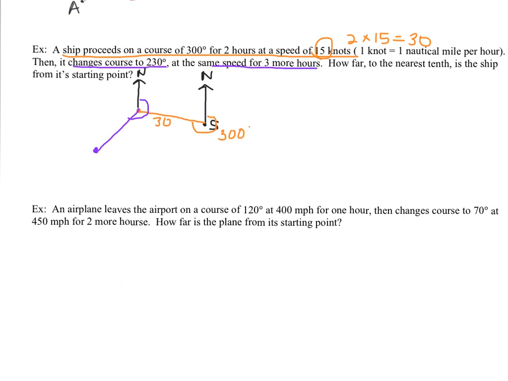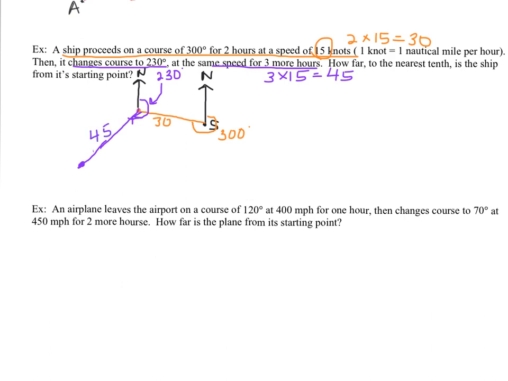Actually, I want to make that segment a little bit longer since they travel an extra hour in that location. So bring that down like so. Okay, so this angle measure is, what do we say, 230? So I'm just going to arrow over to that purple, 230 degrees. And then it says at the same speed, so 15 knots for 3 hours. So now if we do 3 times 15, that's a total of 45 knots traveled, or 45 nautical miles.